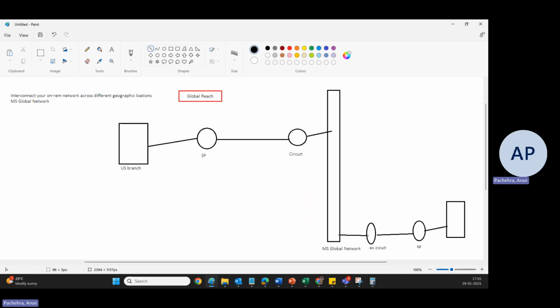Now, with the help of Global Reach, the US can send the data through the global network into an entirely different geography, Japan. That's how it can be done. So this is the beauty of Global Reach.